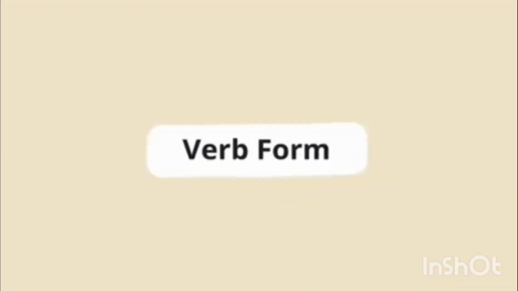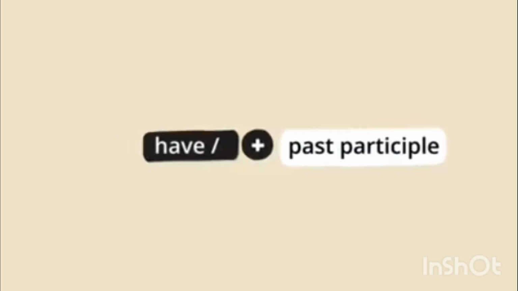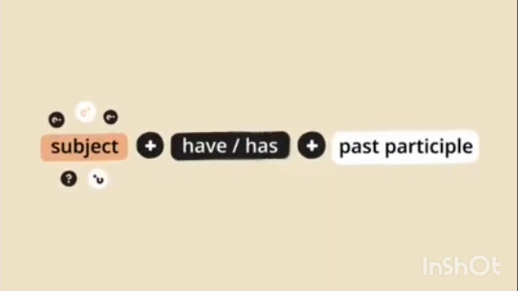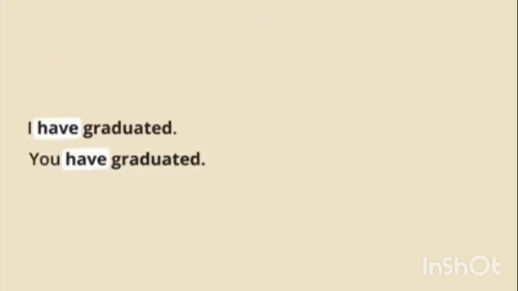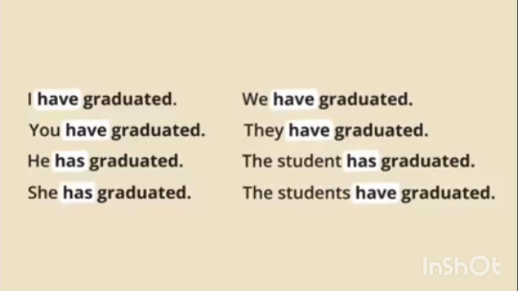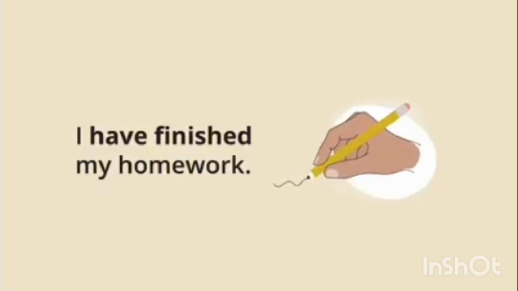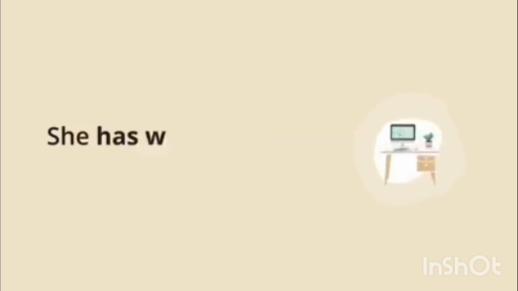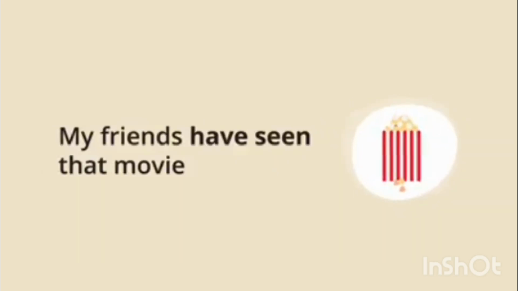The verb form. The present perfect is formed with the auxiliary verb have and the past participle form of the main verb. We change have depending on the subject. I have graduated, you have graduated, he has graduated, and so on. Here's another example. I have finished my work. She has worked at his office for 12 years. My friends have seen that movie.